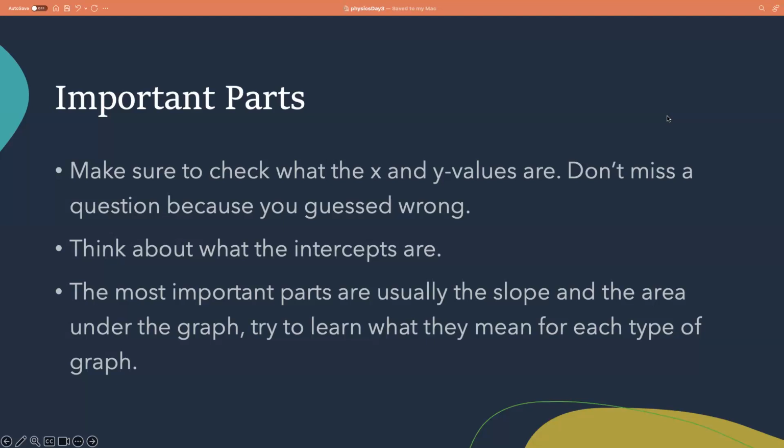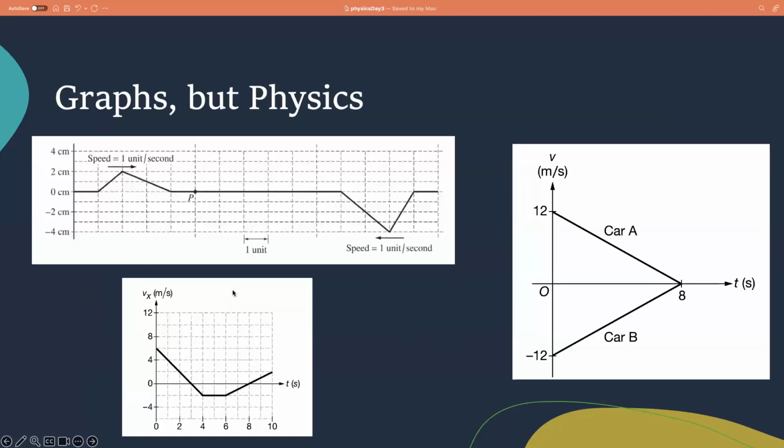And when I say area under the graph, if you look at the graph in the bottom left here, it doesn't mean the entire area below the graph and every single box that's below the line. It's asking about the area between the line and the x-axis. So if it goes negative, it's technically going to be an area above the graph, below the x-axis.